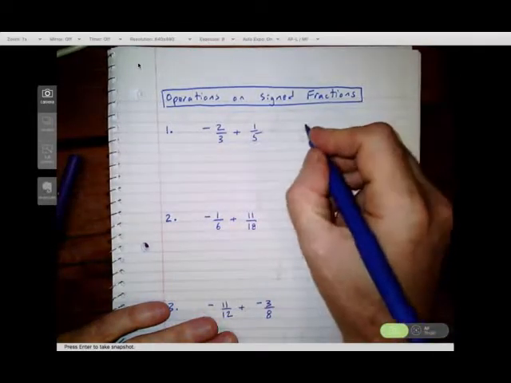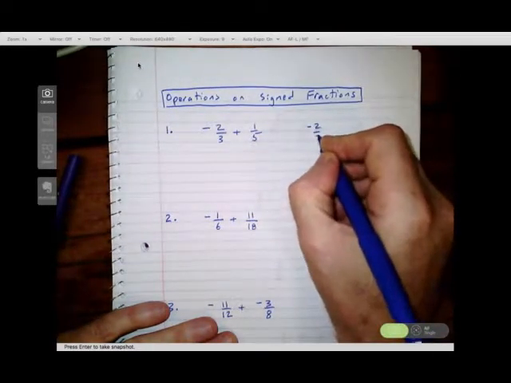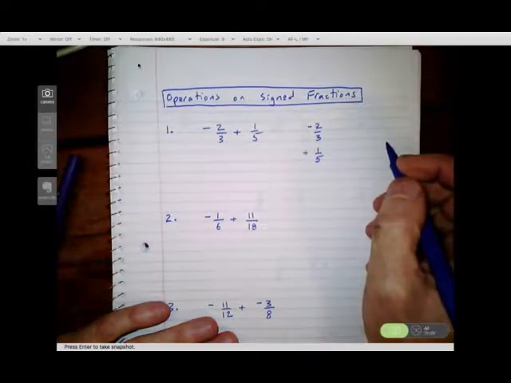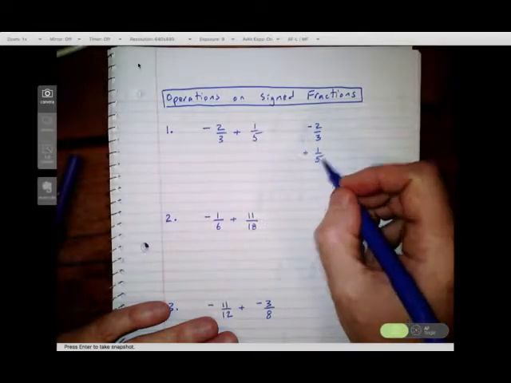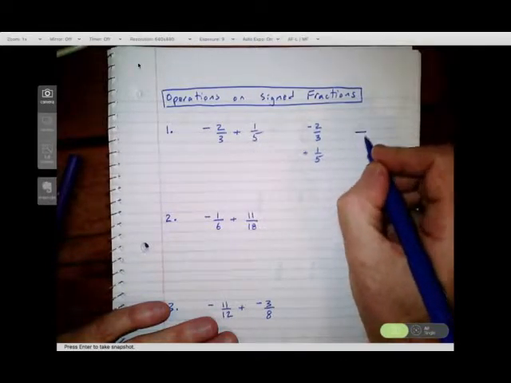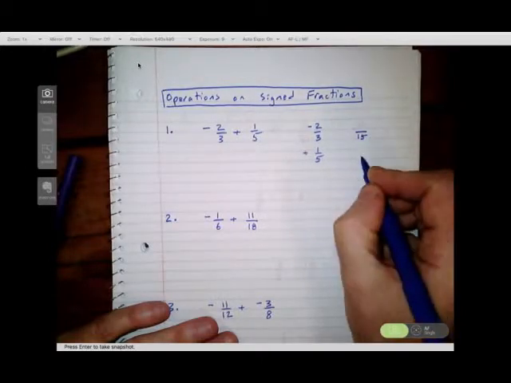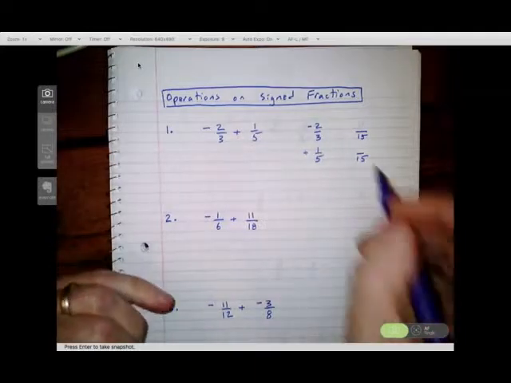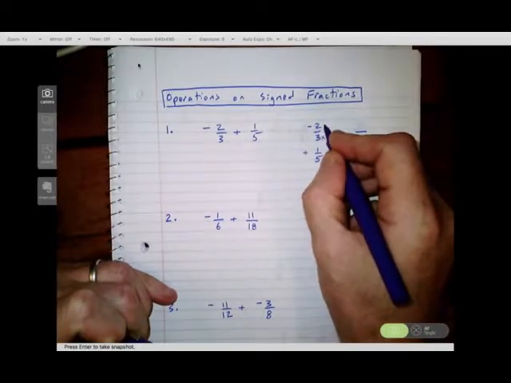Now again, I like to write them vertically here, so negative 2/3 plus 1/5. And remember, what we need to do is find ourselves a common denominator. So for 3 and 5, I think most of you will recognize the denominator we want is 15. So I'm going to put a 15 down there. So to get a 15 here, I'm going to multiply by 5 top and bottom.